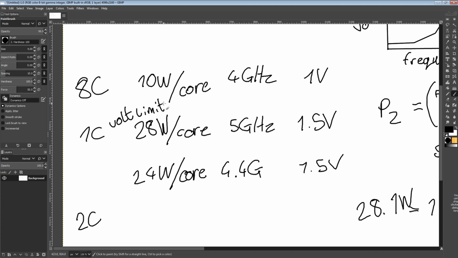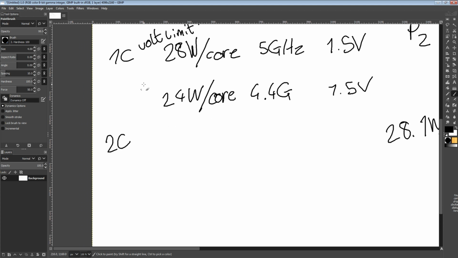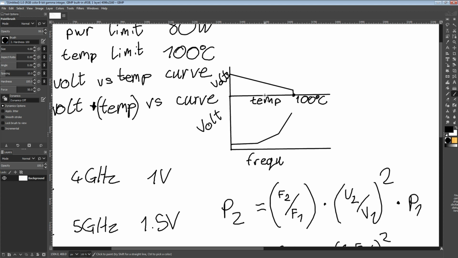We run out of voltage. Now, if we go to 2 core workloads, we could almost run this again, but we're probably going to end up running slightly higher temperature. So our voltage, like 1C, we could go here, right? That would be like 1 core right there.